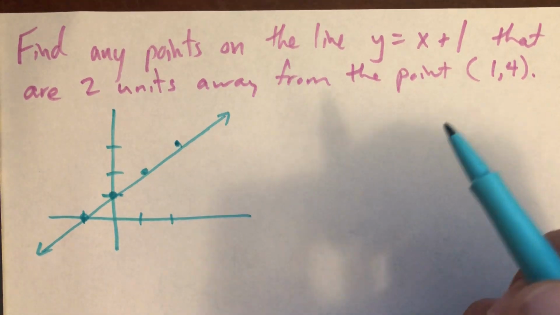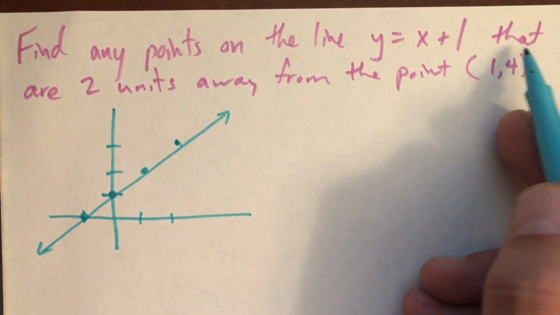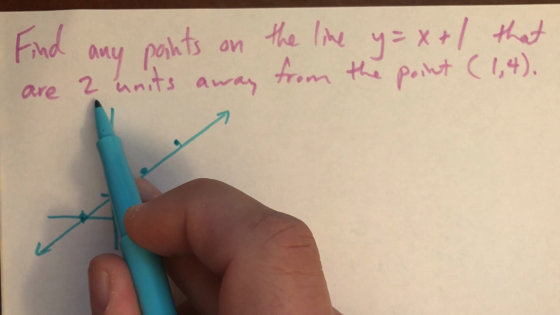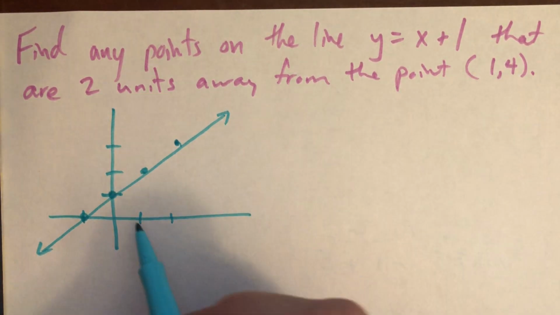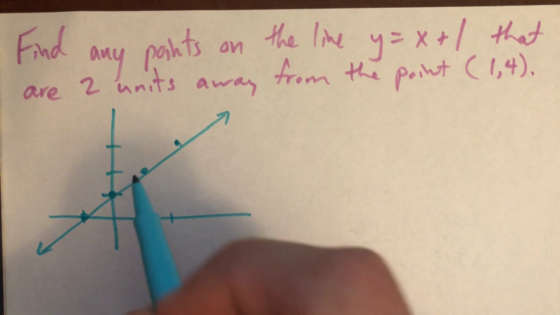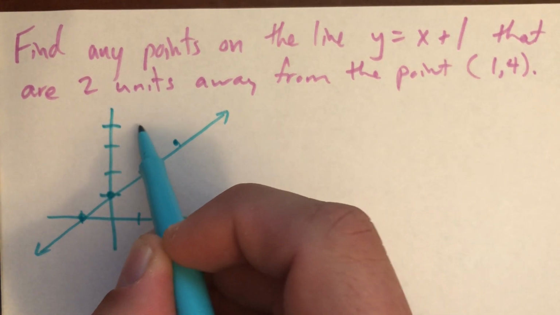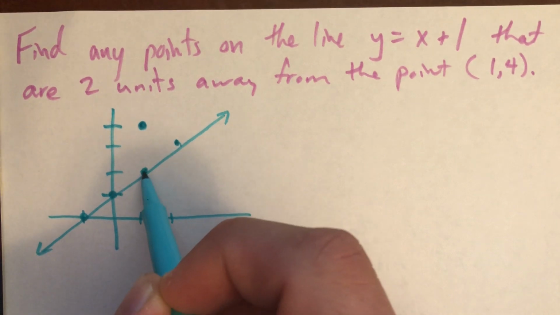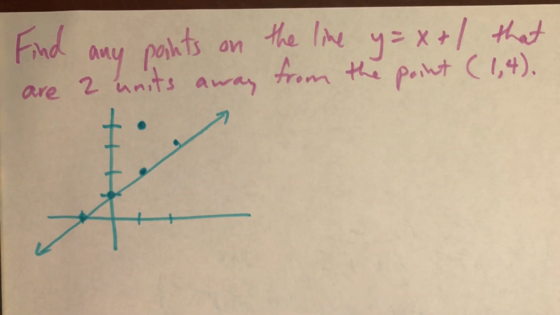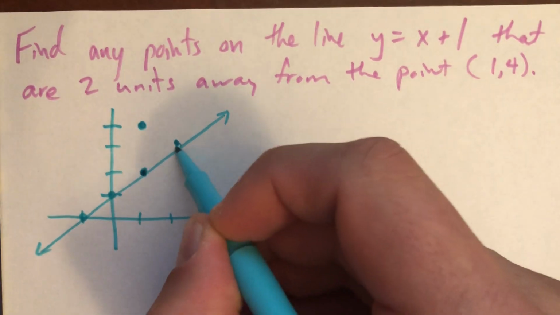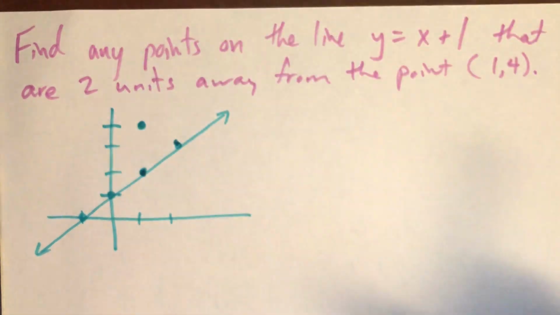Let's pretend I went through that point. Okay, so we want to be 2 units away on the line. We want to be on the line and 2 units away from the point (1, 4). So 1, and then 1, 2, 3, 4 would be here. So I want to be 2 units away. Did I just draw those? Maybe I did.